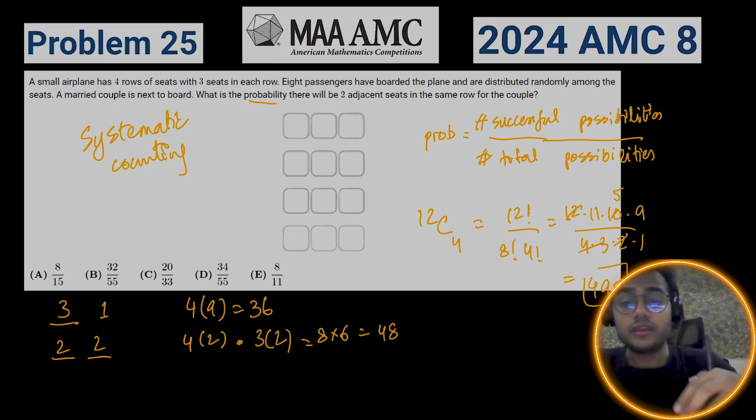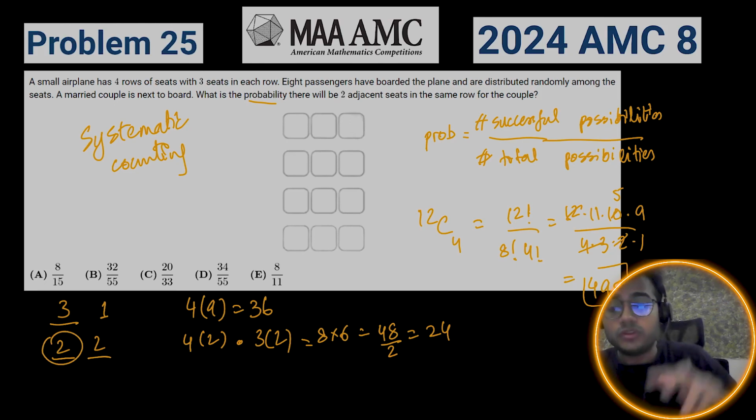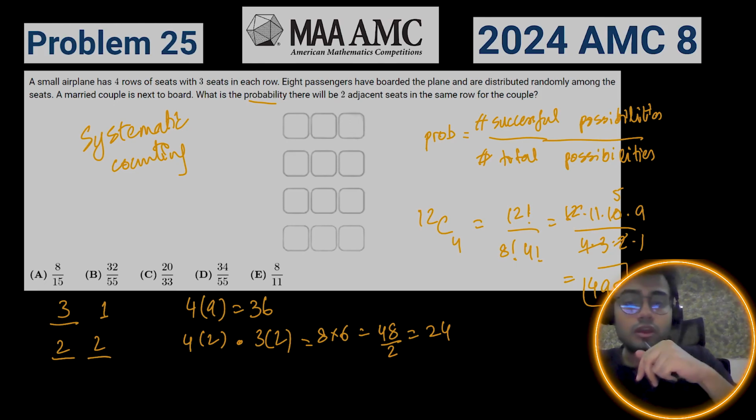But all the seats are the same. There is no distinction. So the order does not matter. Therefore, we will divide the final answer by 2. So there are 24 possible ways to have two adjacent seats in two different rows. Okay, this is very important. This divide by 2. Without that, you'll keep getting the wrong answer.